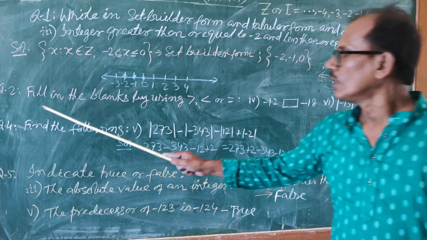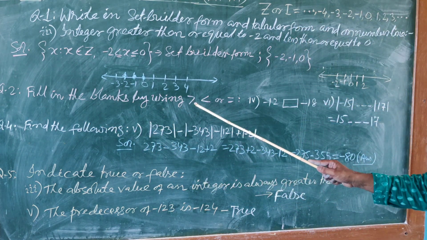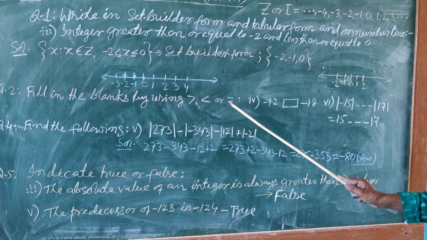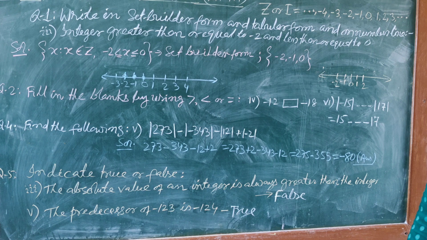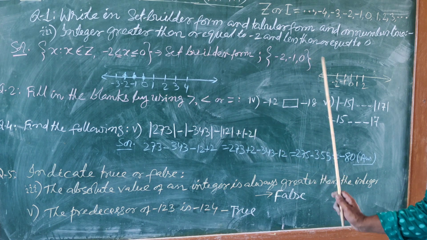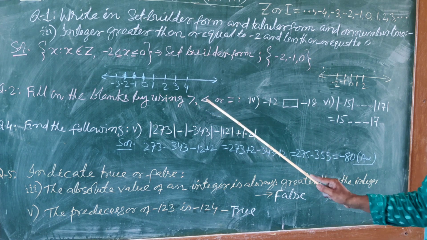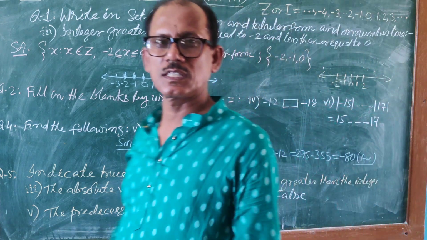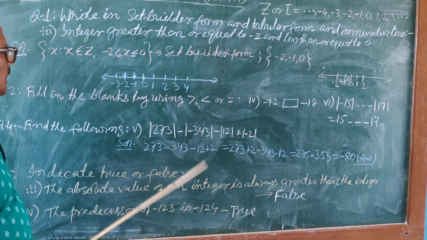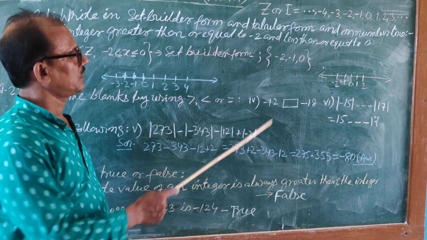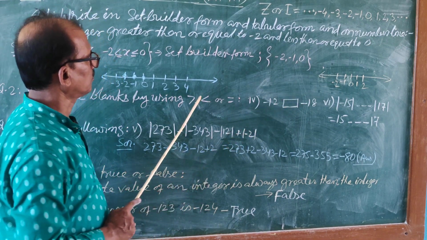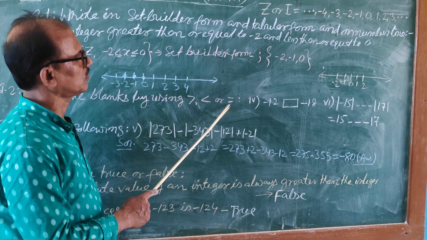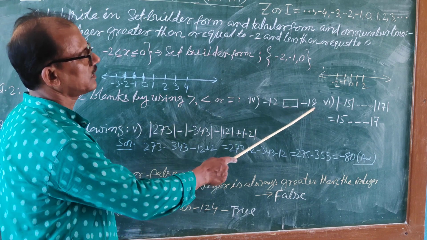Now question number 2: fill in the blanks using greater than, lesser than, and equal to. The number placed on the left hand side is compared to the number placed on the right hand side. Mind it, for equal to, less than, or subset, superset, all these things. Now I have taken integers, that is why. See, minus 12, then which sign do you put, whether you put this sign, whether you put this sign, whether you put this sign, and this side is minus 18.